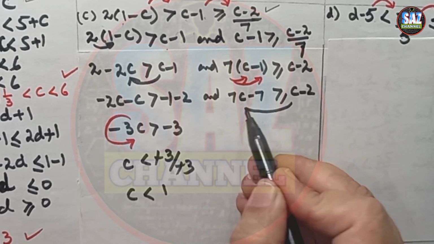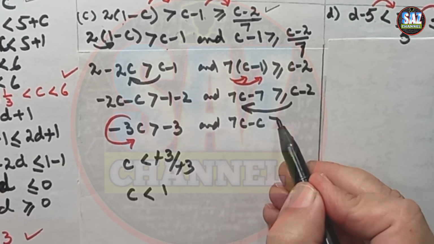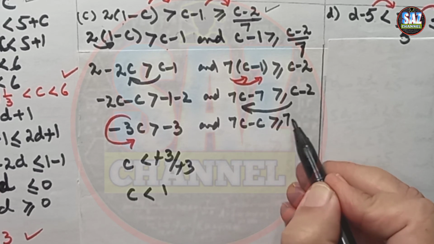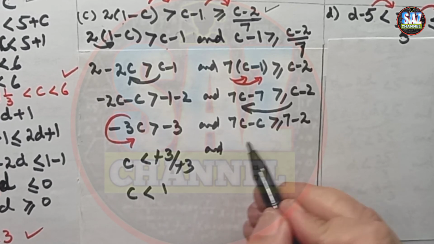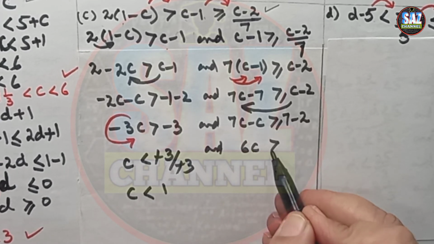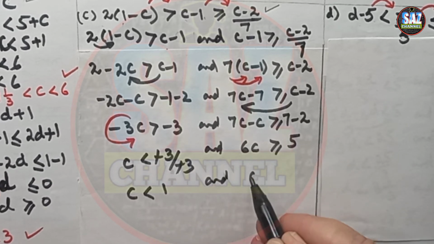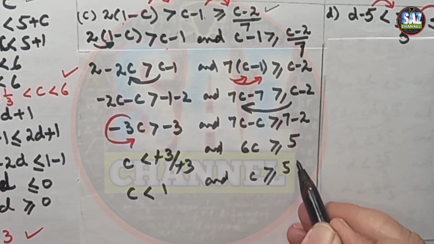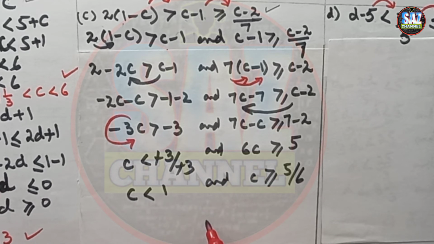Shift c to the same side. It will take the form 7c minus c is greater than or equal to 7 minus 2, and 7c minus c is 6c is greater than or equal to 7 minus 2 is 5, and c is greater than or equal to 5 by 6. Now the range of values of c will be c greater than or equal to 5/6 but less than 1. I hope you are clear about this question.